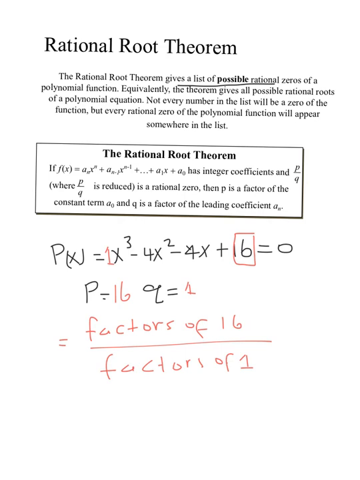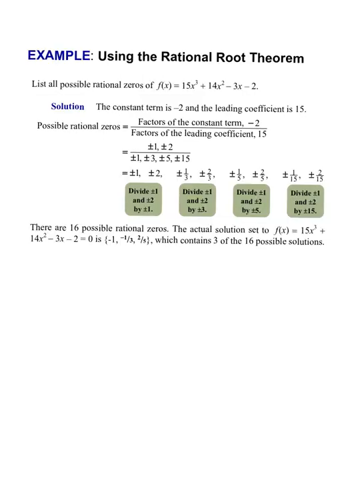And let's look at an example on the next. So if I have this equation here, I'm told to list all the possible zeros. So the first thing, we get the coefficients. And what are the coefficients? The constant term, which is the P, and the leading coefficient, Q. So those are the P and Q. Then we find all the factors of P and all the factors of Q. And then when we do that, we are going to get all the possible zeros.